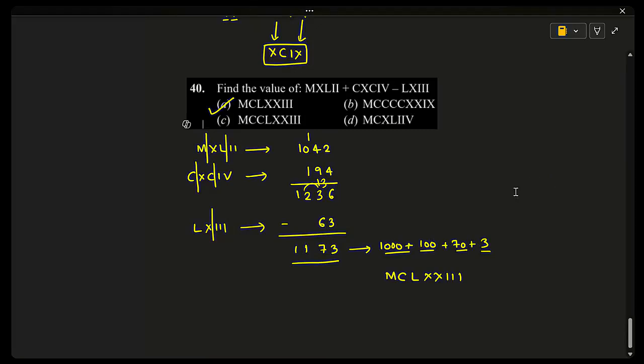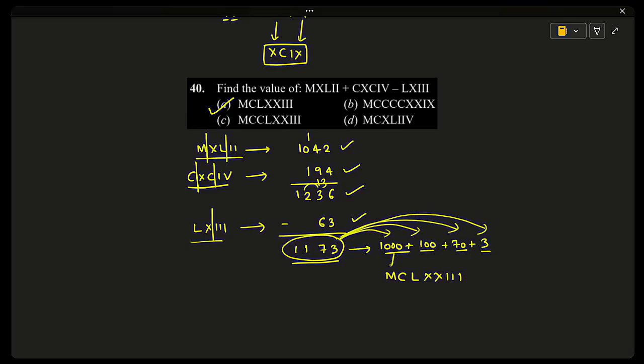Sir, 40 question I didn't understand. So first convert the Roman numerals into numbers. MXLII, you understood it is 1042? Yes, sir. CXCIV, you understood it is 194? Yes, sir. So first I added them and I got the sum 1236. Then LXIII is 63. Finally I subtracted, I got this number 1173. Then split into place values. 1000, 100, 73. 1000 is M, 100 is C, 70 is LXX, 3 is III. So this is the answer.